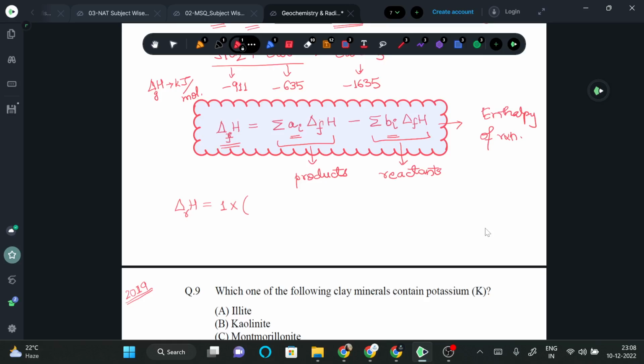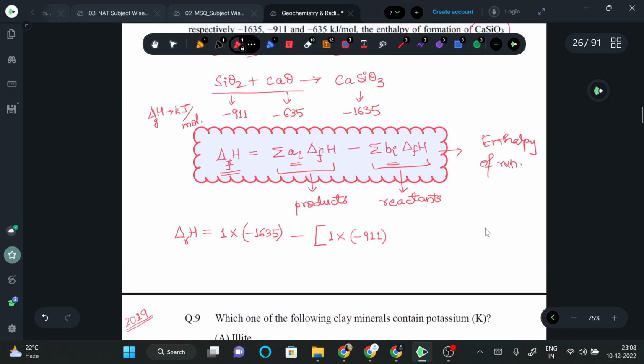Please tell me what shall I write here? Sir, minus 1635. Yes, absolutely. Minus 1635, then minus 1 into minus 911. This is for SiO2 plus 1 into minus 635.